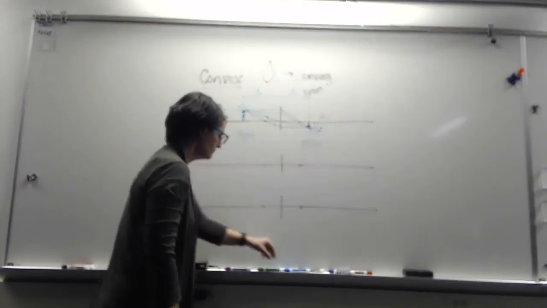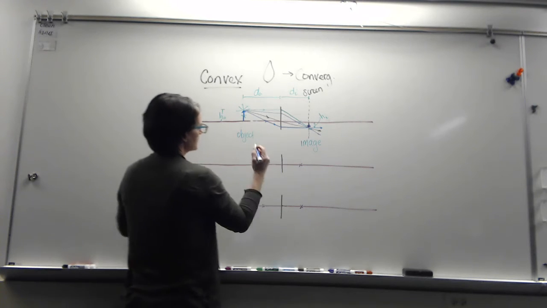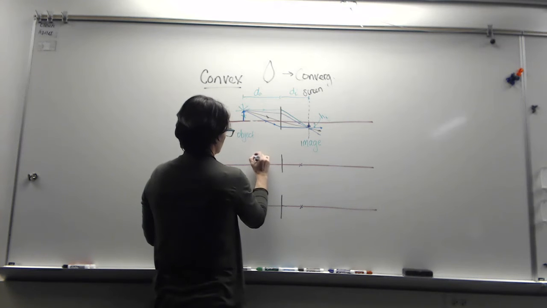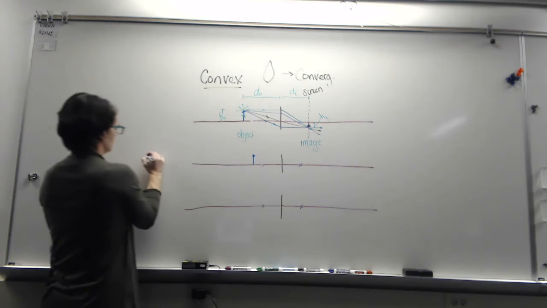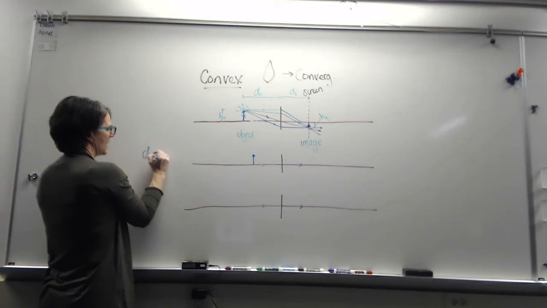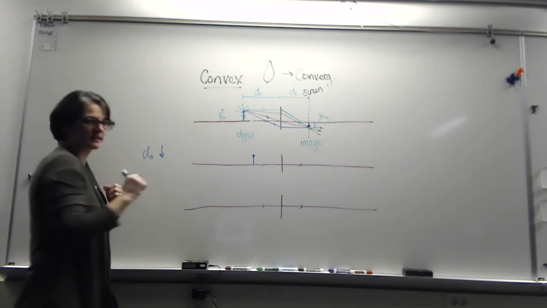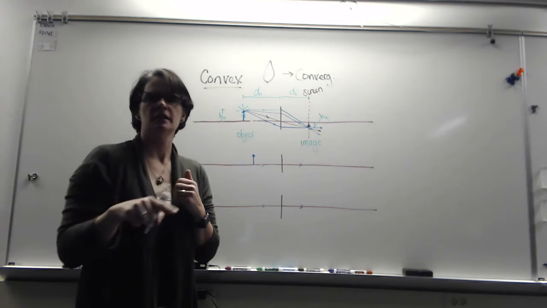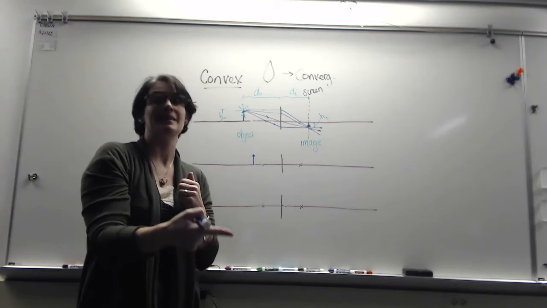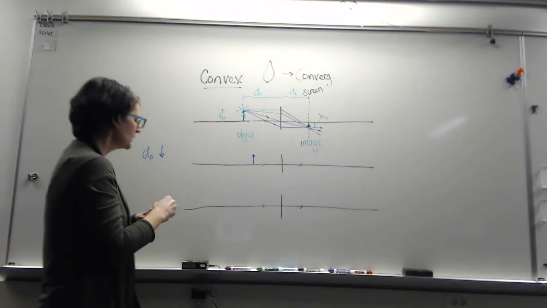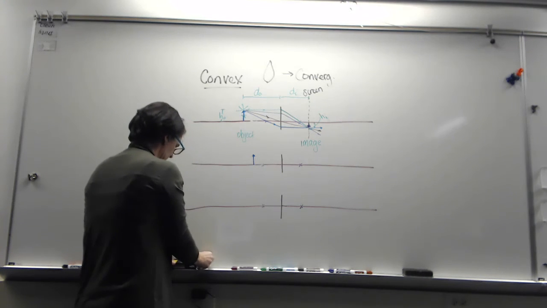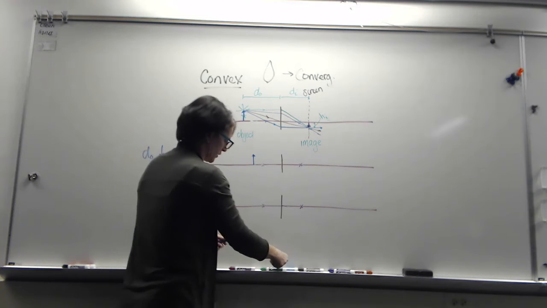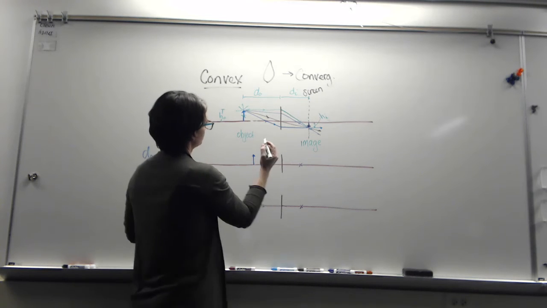Okay, so let's move our object. Let's start with moving it closer. So I'm going to keep the object height, same arrow, just moving it closer. So the distance of the object decreases. Again, the distance of the object is the distance the object is from the lens. Okay, well, let's use our primary rays to give us a sense of where the image will be produced.